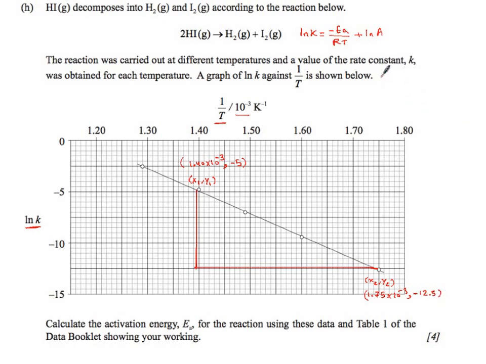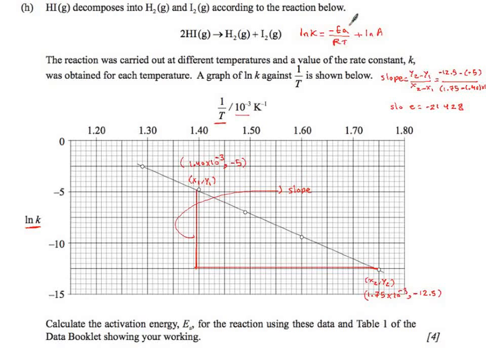So let's calculate the slope. Slope is simply rise over run. So y2 minus y1 over x2 minus x1. So in this case it is minus 12.5 minus a minus 5, divided by 1.75. This time I take the exponent outside, minus 1.4 times 10 to the minus 3. So when we do this, slope becomes equal to minus 21,428.